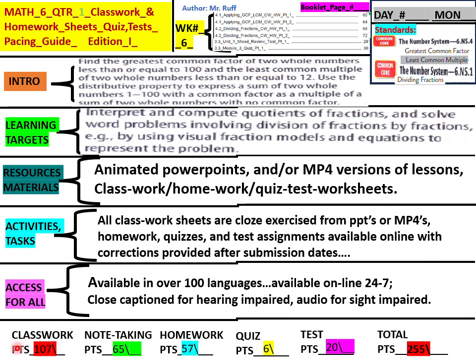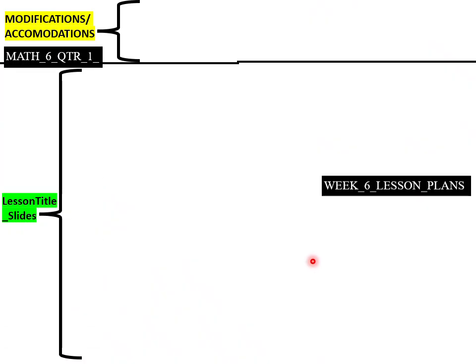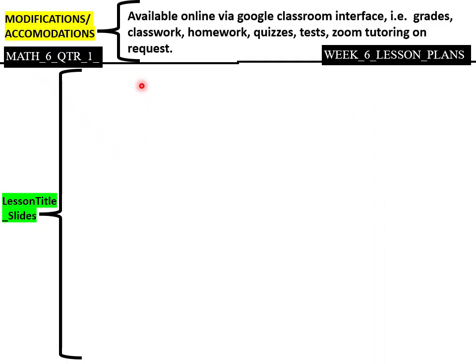And then classwork, you've got 107 points of classwork, 65 points of note taking, 57 points for homework, 6 points of quizzing, and then 20 points for testing. That is a total of 255 points for Week 6. So again, modifications and accommodations for Week 6 available online via Google Classroom interface. And grades, classwork, homework, quizzes, tests, Zoom tutoring on request through Google Classroom.